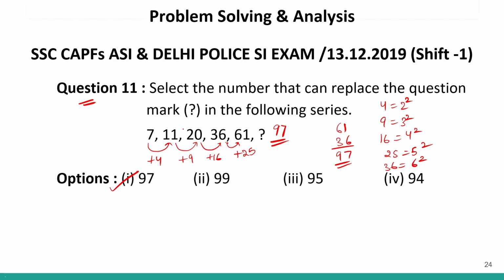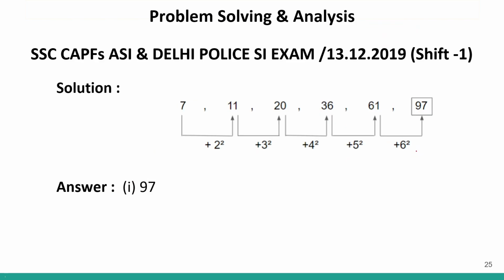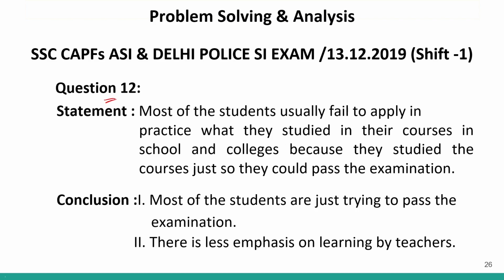Clear? This is why it is important to remember the squares of at least 1 to 30. This much you should know. Because if you knew the squares, just looking at the number, we could easily identify. So here you can see plus 2 square, plus 3 square, plus 4 square, plus 5 square, and then plus 6 square.